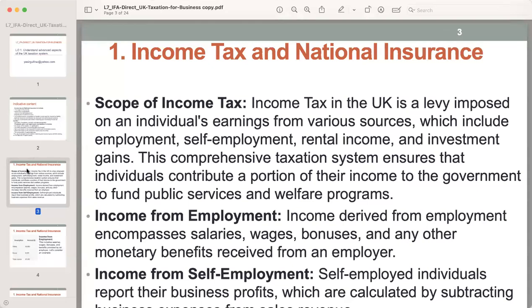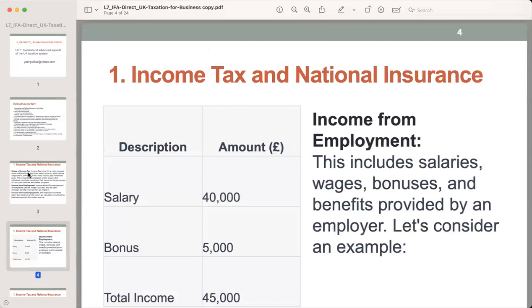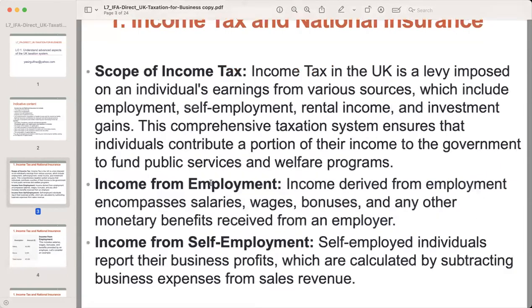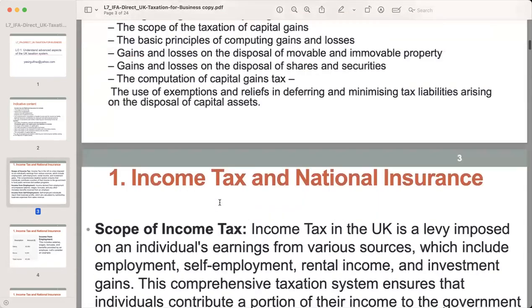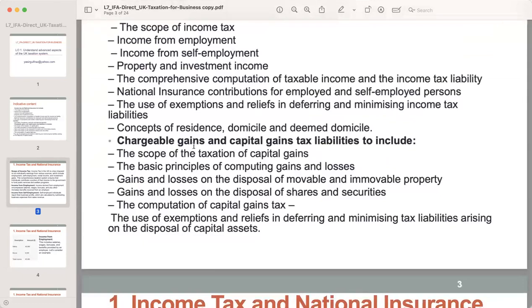Next is property and investment income, computation of taxable income and tax, national insurance contributions, then exemptions and reliefs, residence and domicile, and chargeable gains and capital gains tax, and then different types of disposal, exemptions and relief for gains.